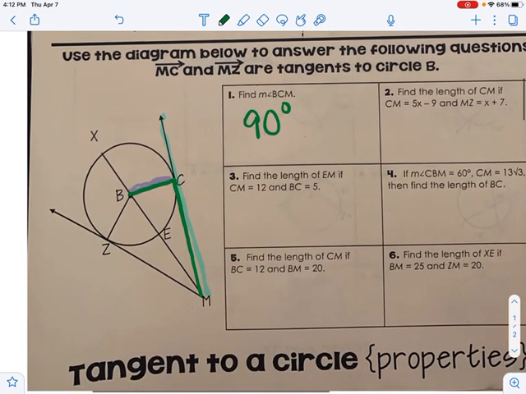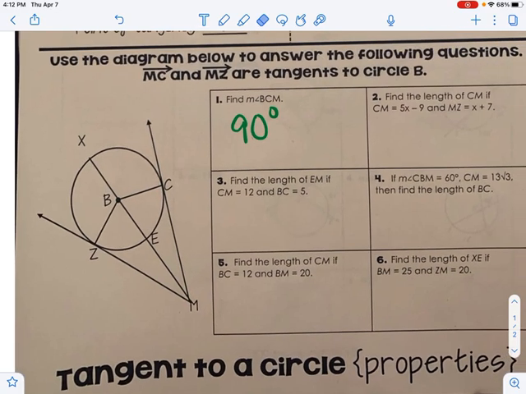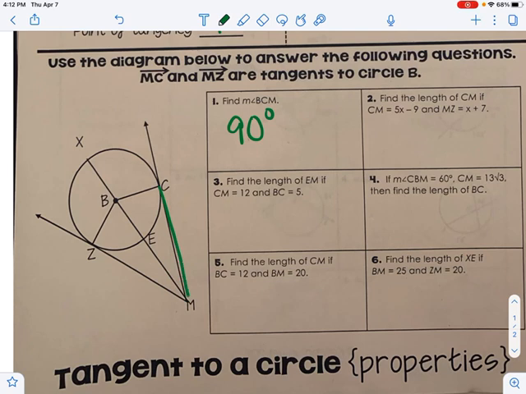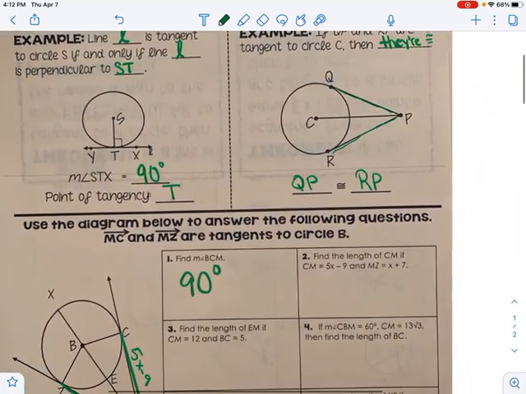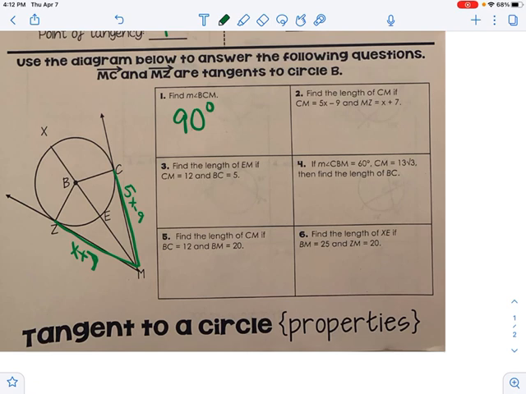Let's go on to number 2. Find the length of CM if CM is 5x minus 9 and MZ is x plus 7. This one is just like the second thing we talked about at the top. They're both those outside ones, which means if they are tangent, they are equal to each other. So 5x minus 9 is equal to x plus 7. Subtract x from both sides, you get 4x minus 9 equals 7. Add 9 to both sides, 4x equals 16, which means x equals 4. But they want us to find CM. So 5 times 4 minus 9, which is 20 minus 9, which means CM is equal to 11.